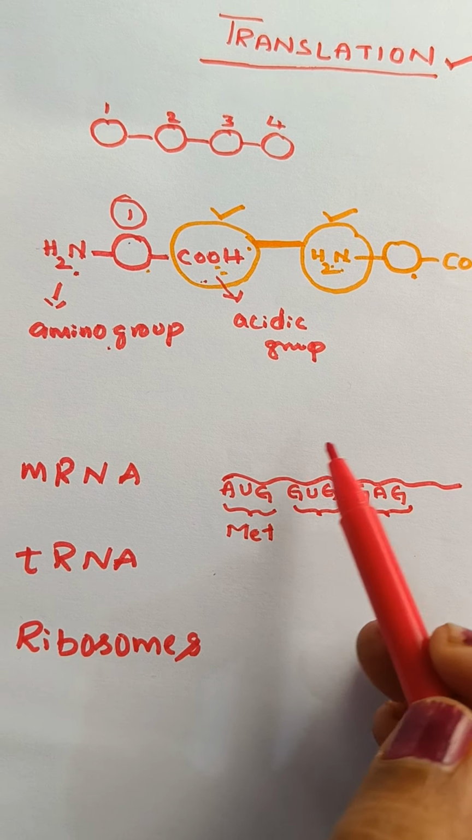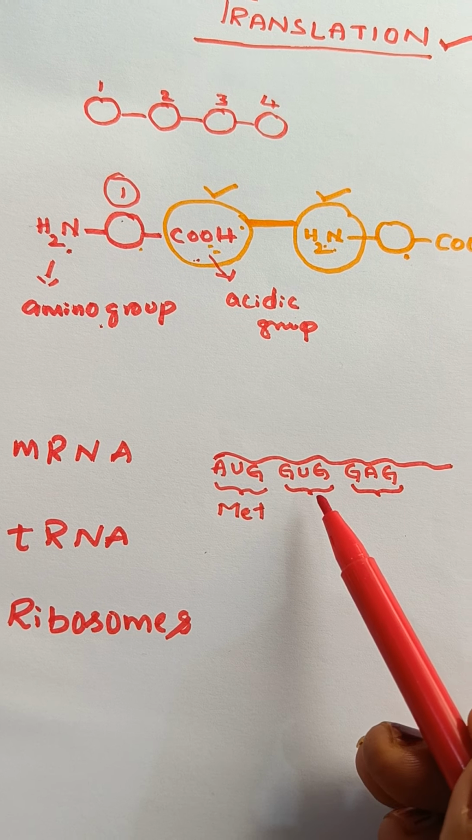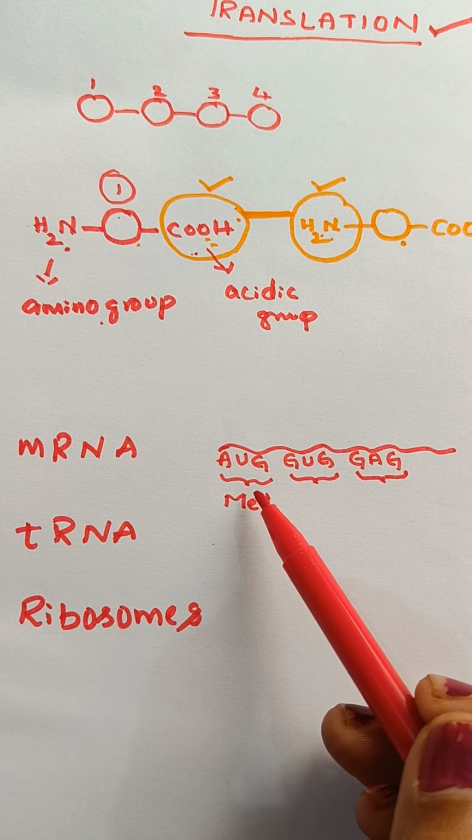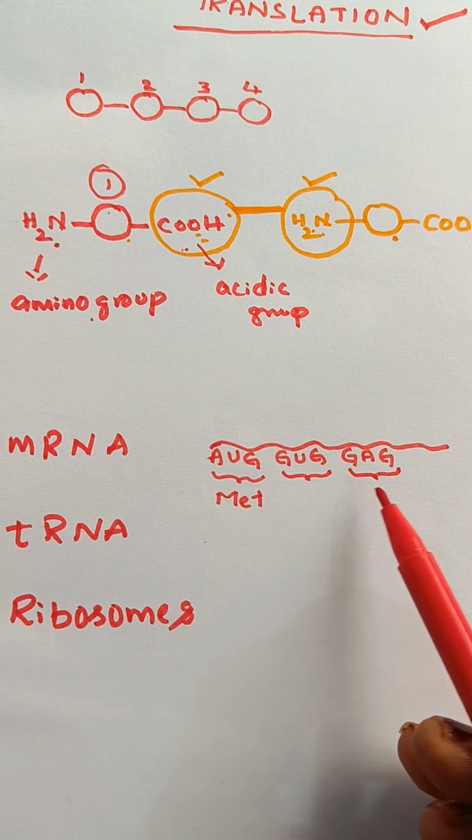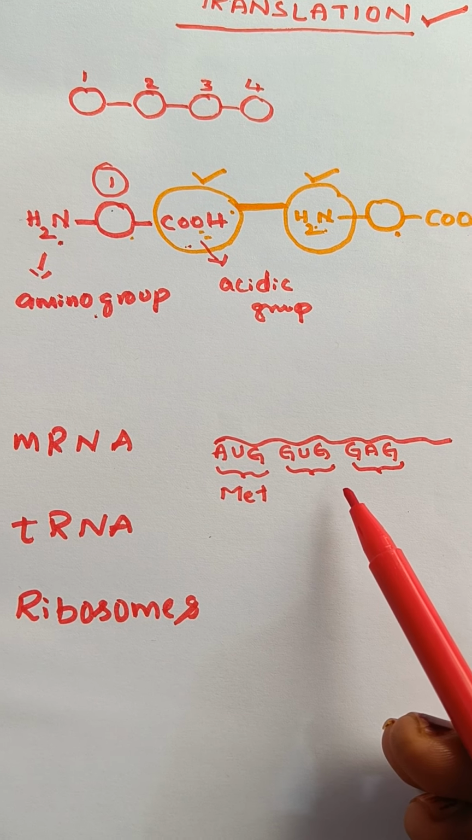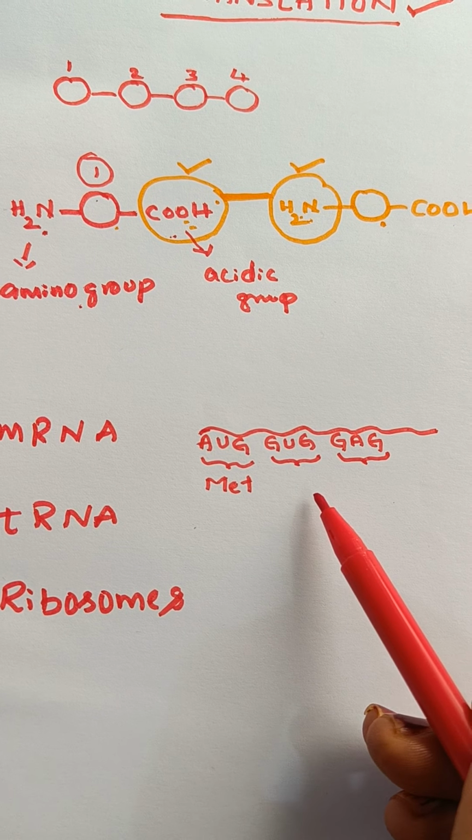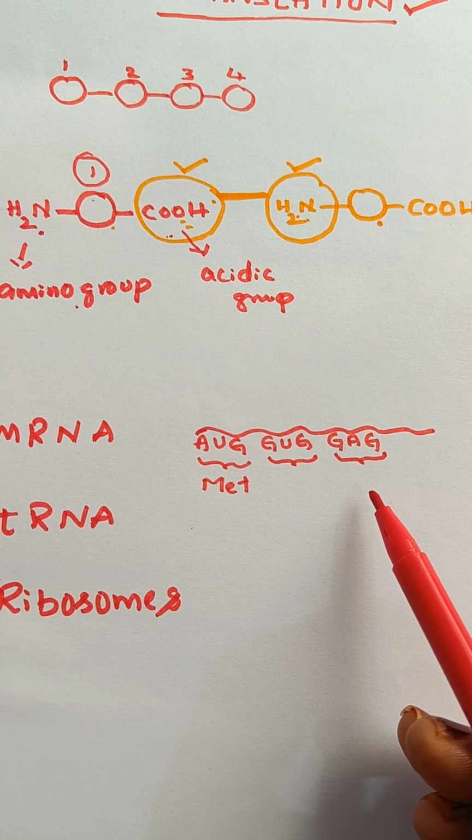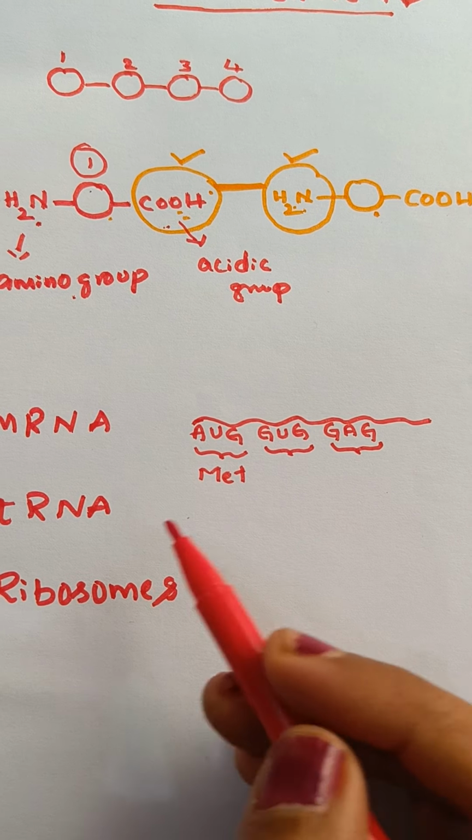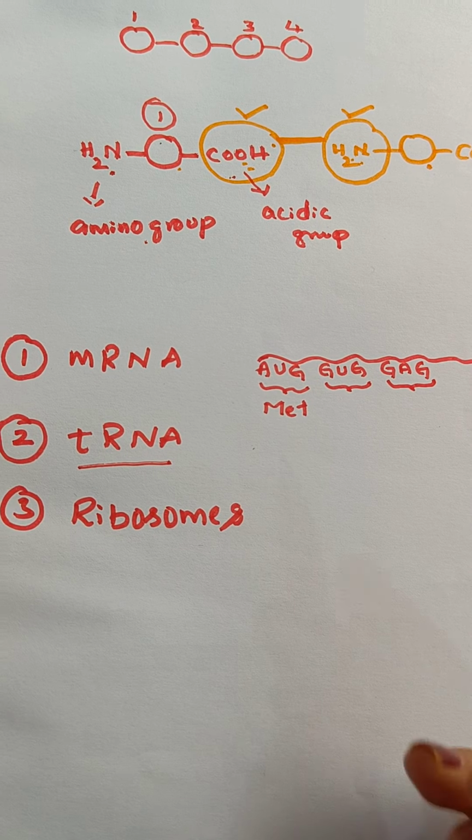In this way, the genetic information from the DNA is carried by the mRNA. We should understand that the sequence of nucleotides, or the sequence of codons, in the mRNA is going to specify which amino acid should come first, which should come second, which should come third, likewise for protein chain synthesis. Then comes the second important component, that is tRNA.